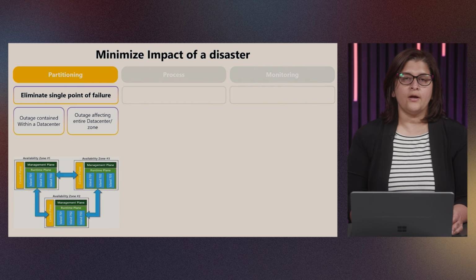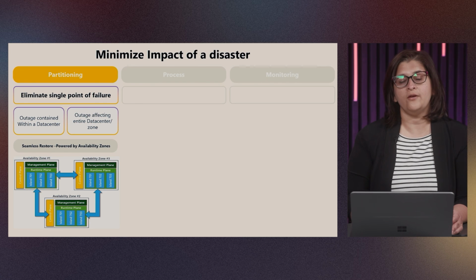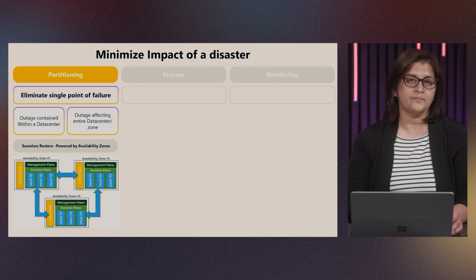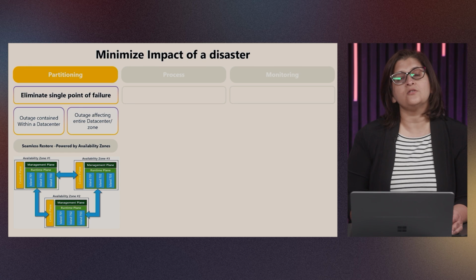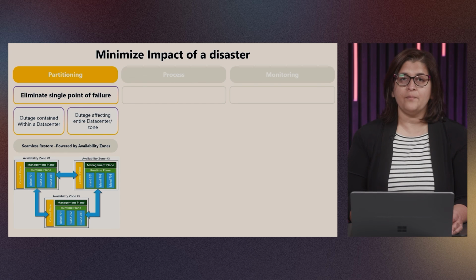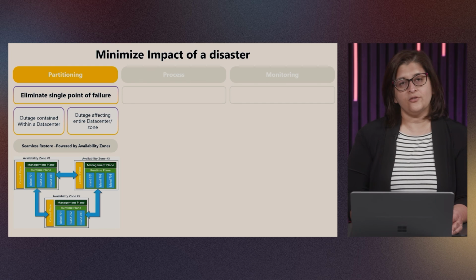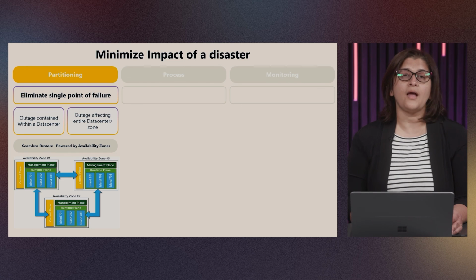Let's start with a key principle of resiliency: eliminating single points of failure. In any complex system, failures are inevitable. But the key is how we isolate and contain them to minimize customer impact. One of the ways we do this is through partitioning, which helps localize the scope of a failure. For example, recently one of our services experienced a spike in traffic that caused a cache issue. Thanks to partitioning, this issue was contained to a single region, preventing a global outage.